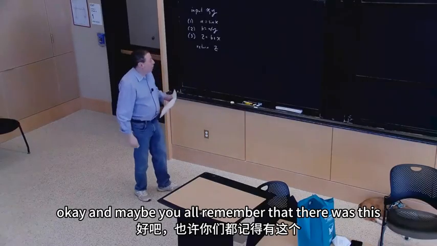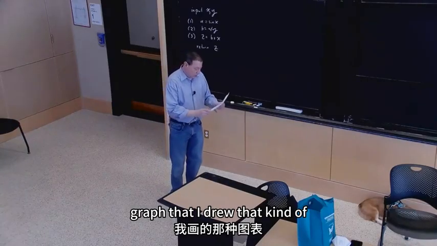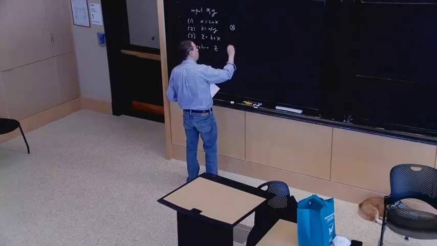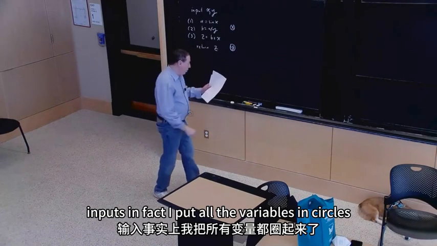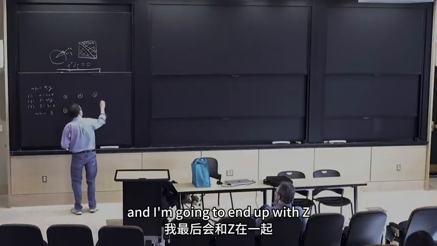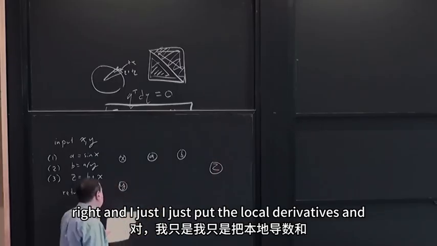Okay, and maybe you all remember that there was this graph that I drew that illustrates a little bit of what's going on. I put the inputs, in fact, I put all the variables in circles, right? And so there was A, there was B, and I'm going to end up with Z, right? And I just put the local derivatives.